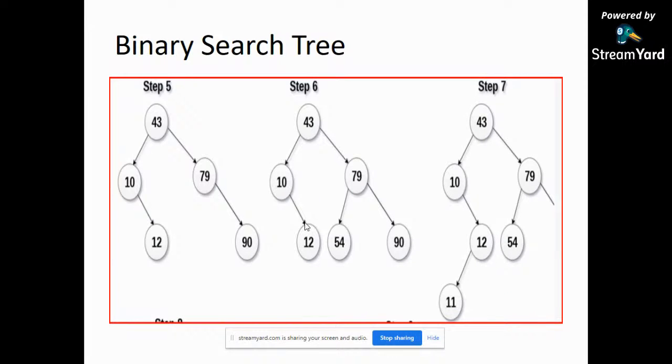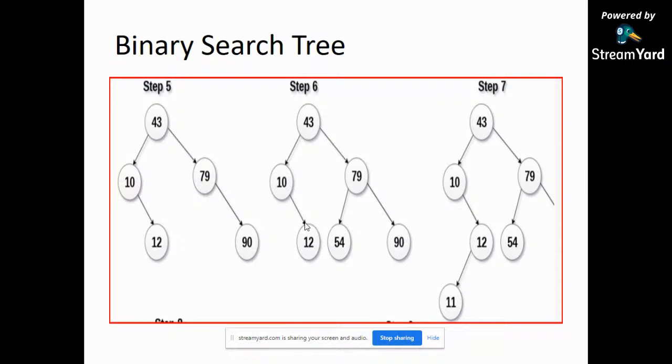Next is 12. 12 is less than 43, so we'll visit the left subtree. Then 12 is greater than 10, so we'll insert it in the right of 10. Next is 54. 54 is greater than 43, so we'll go to the right. At 79, 54 is less than 79, so we'll insert it in the left of 79.